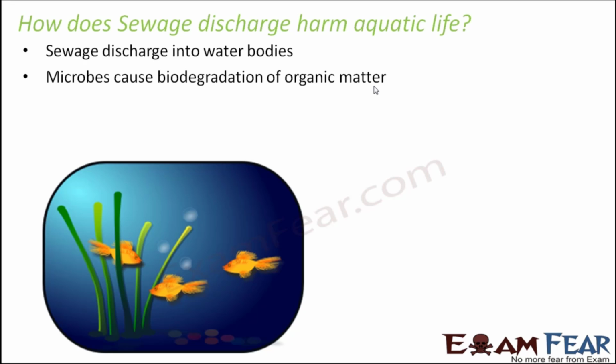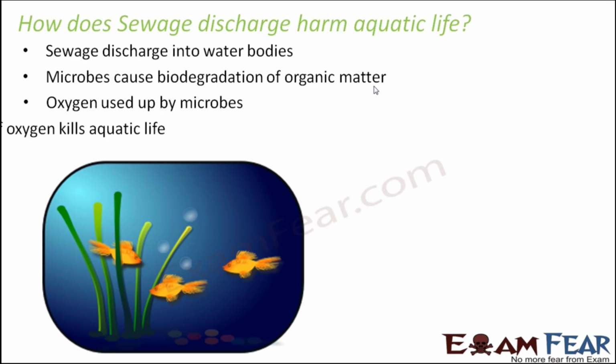Now when this biodegradation takes place, what happens? The microbes, in order to do this biodegradation, also need some amount of energy. Like we do some work, we need energy to do that work. Similarly, these microbes also, to perform biodegradation of organic matter, need some energy. So all the oxygen which is present inside the water is used up by the microbes to do this biodegradation. Right? So what's going to happen?